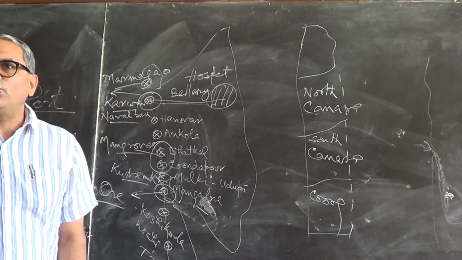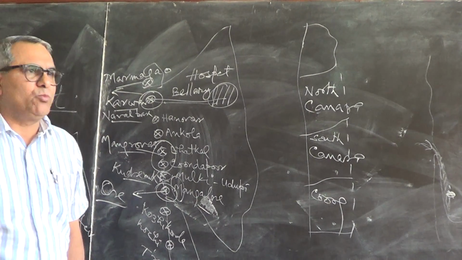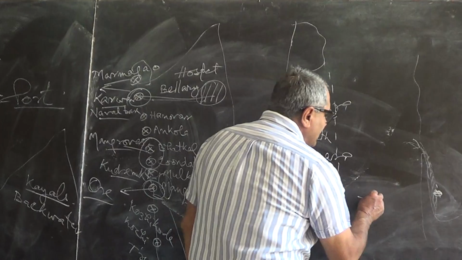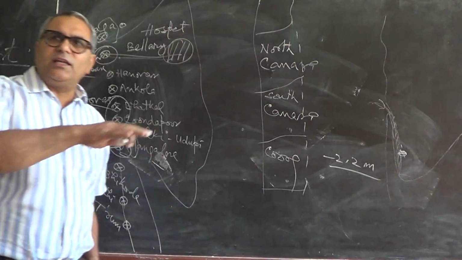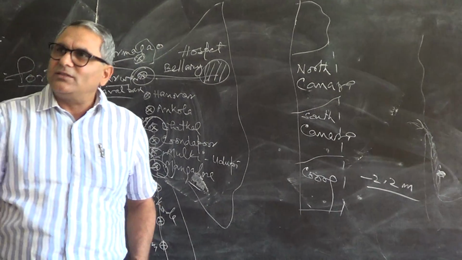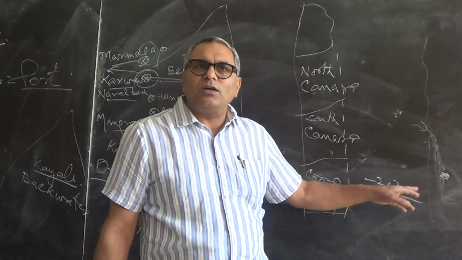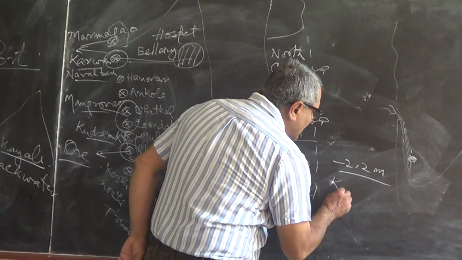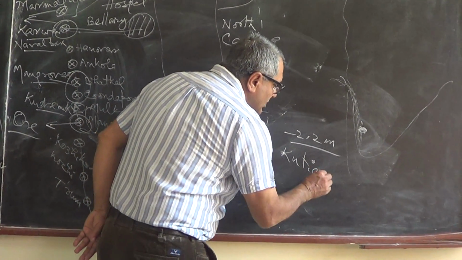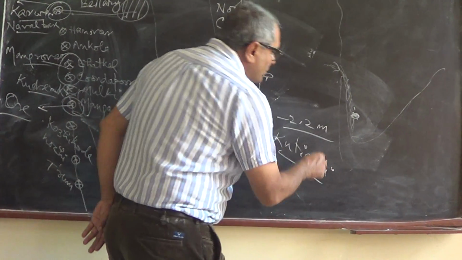Kuttanad is the place in India which is the lowest point, at minus 2.2 meters from sea level. It's a low-lying area because of the backwater. Some area is low-lying over there. Kuttanad, spelled K-U-T-T-A-N-A-D, is the lowest point of the country.